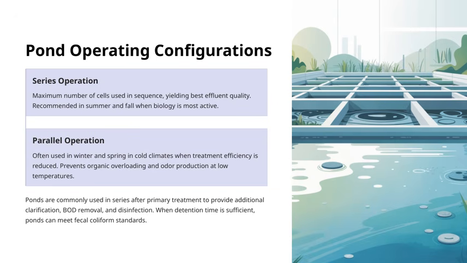Next, we have parallel operation. This approach is often used in winter and spring, especially in colder climates. When temperatures drop, treatment efficiency naturally decreases, so running ponds in parallel helps prevent organic overloading and reduces the risk of odor production caused by low temperatures.